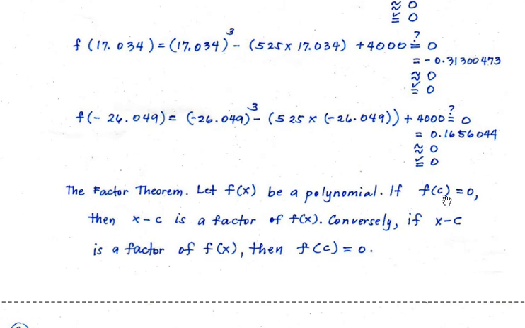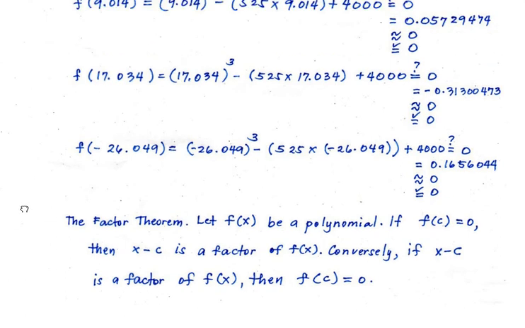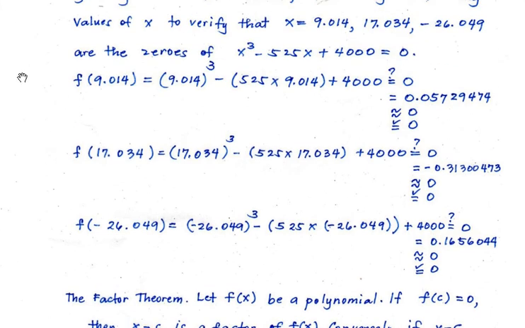Then f of c, if f of c equals 0, meaning if we set x equals c and evaluate that in the function f of x, and we found it to be 0, then x minus c is a factor of the function f of x. And the converse of this theorem is also true. If x minus c is a factor of a function, then f of c equals 0. So either way of this factor theorem, it's going to be true for this particular example.